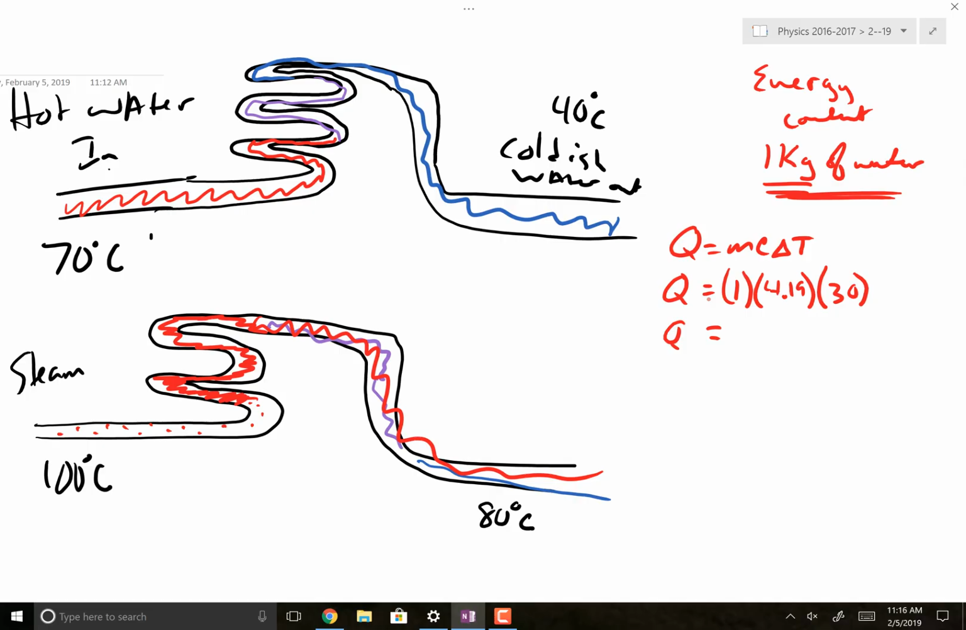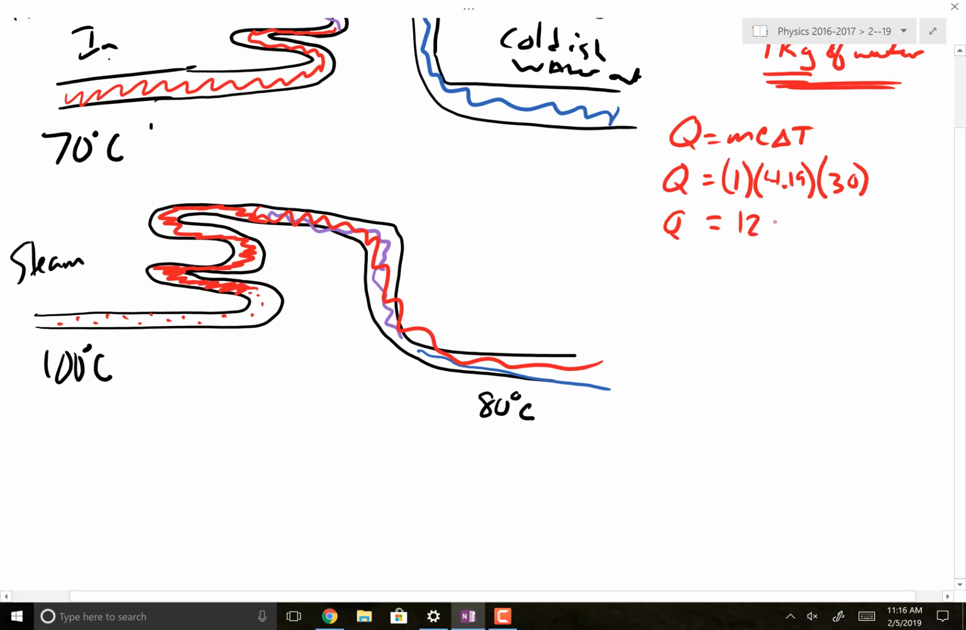Yeah. What did you get? 125.7 kilojoules for this straight hot water system, which is kind of sad. Cool. Now listen, down here, it's got to go from being steam to water. And then it has to cool down. Then the water has to cool.